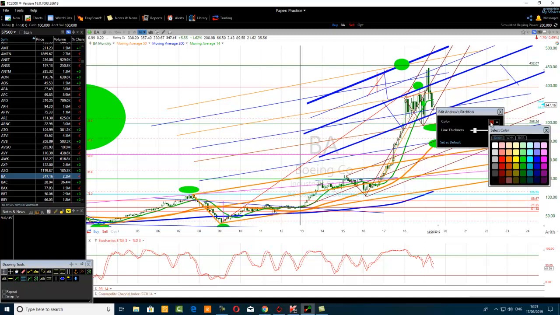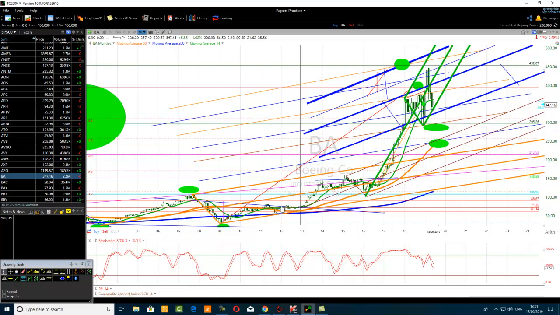Let's change the color of that into dark green. Okay, you see now? So we have our latest Pitchfork tool. Now the price is not yet out of that Pitchfork tool. If one day it gets out of it, whether up or down, what do we need? We just measure the width. In fact, we can do it now before the price even comes out of it.